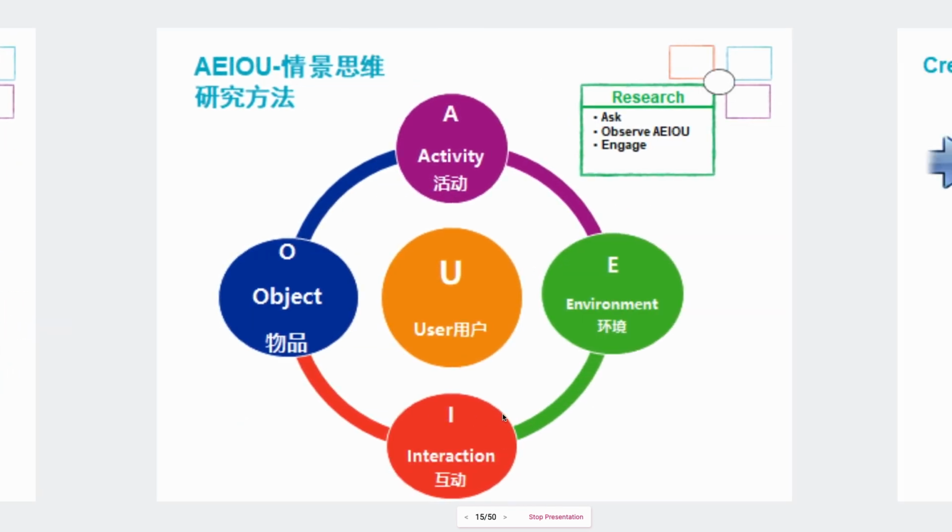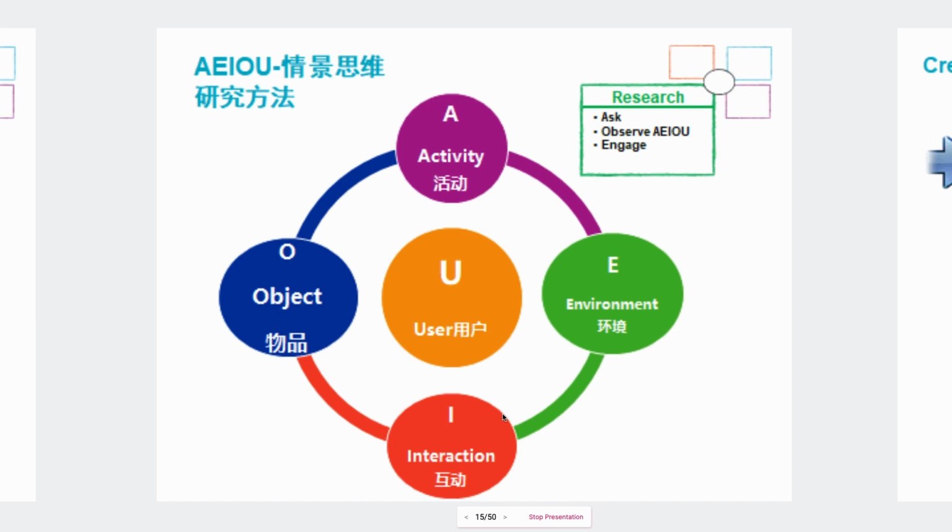We call it AEIOU. In AEIOU, we can see in the middle is our user. The U is our user. So the user is very important. We need to define who is our user, who is our tool's user. And then A is the activity. When you do the observation, what is the activity in the field? Okay, then the environment.